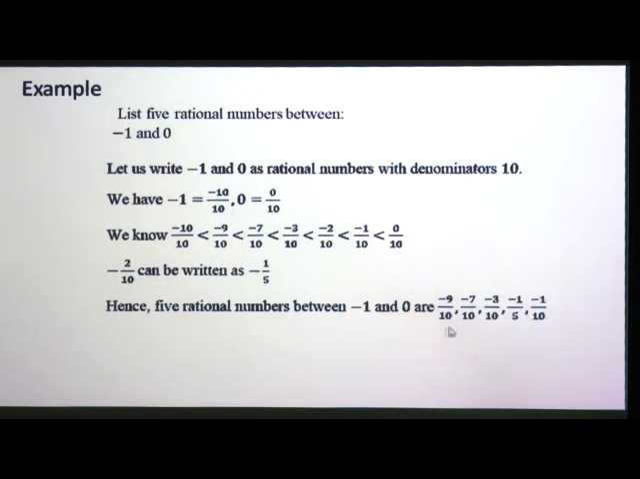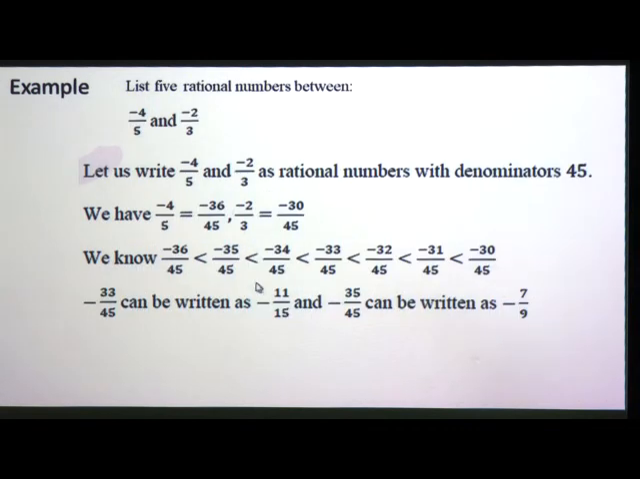These are the rational numbers between -1 and 0. Here -10 upon 10 is nothing but -1, and 0 upon 10 is nothing but 0. So, in this way we found 5 rational numbers between -1 and 0.